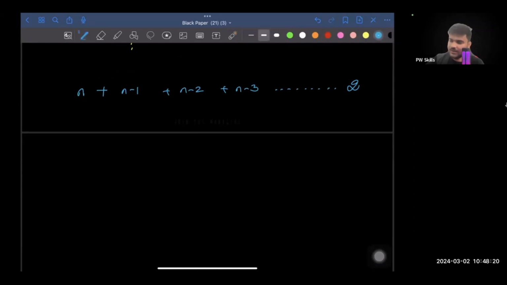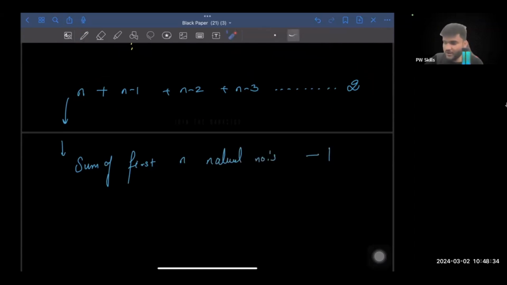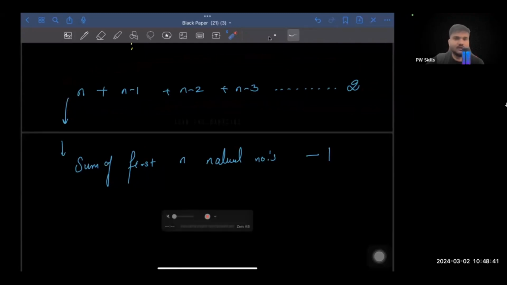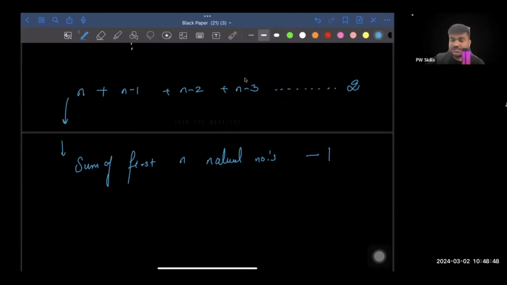Can I say this is equivalent to the sum of the first n natural numbers minus 1, because you can see there is no 1? If there would have been 1, it would have been the sum of the first n natural numbers. But this is the sum of the first n natural numbers minus 1. So what is the sum of the first n natural numbers? n into n plus 1 by 2, minus 1.